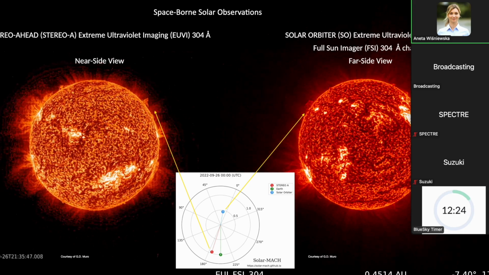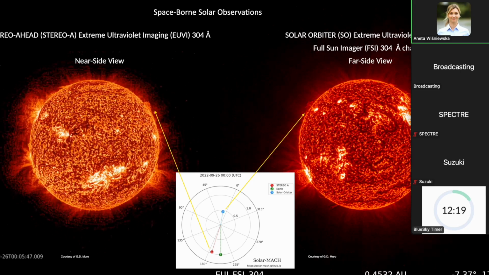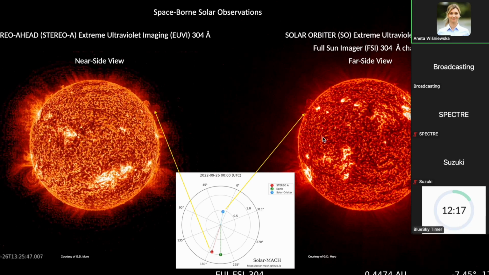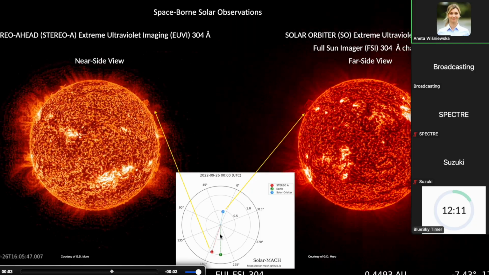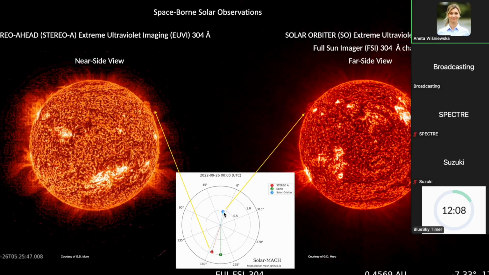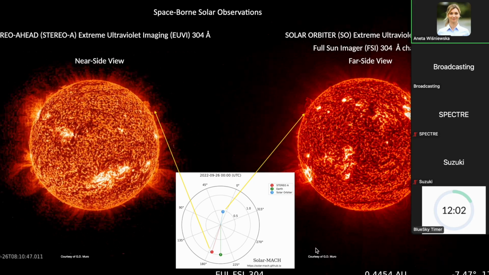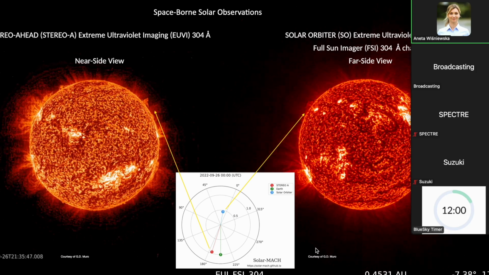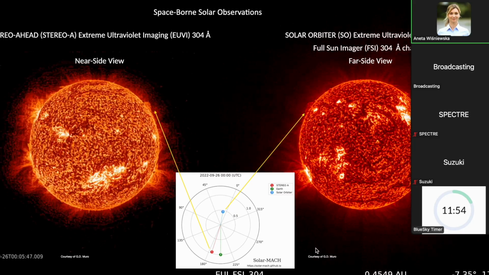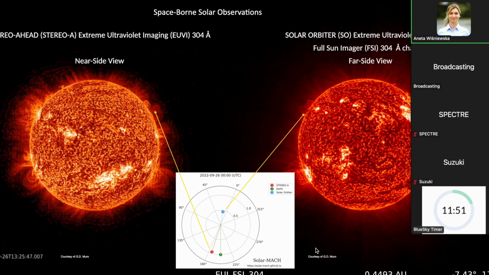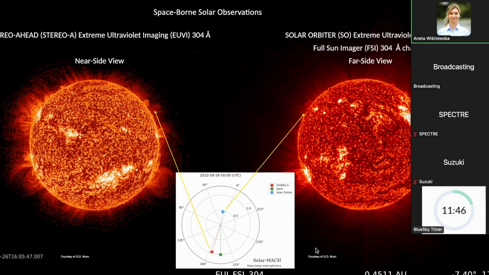as Stereo Ahead or Solar Orbiter, we can observe solar prominences from multiple angles. And this plot shows the spacecraft positions. One is Stereo, two is Earth, and three is Solar Orbiter. The inclination angle of Solar Orbiter is about 170 degrees relative to the Earth, giving us the far side view of the prominence. Unlike Stereo, which you can see has an inclination of only about 18 degrees and shows the near side view of the same structure.